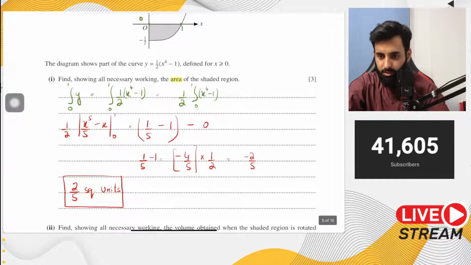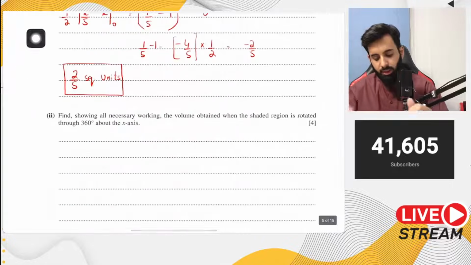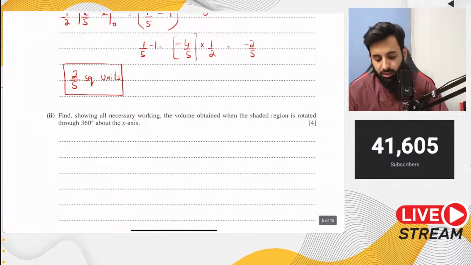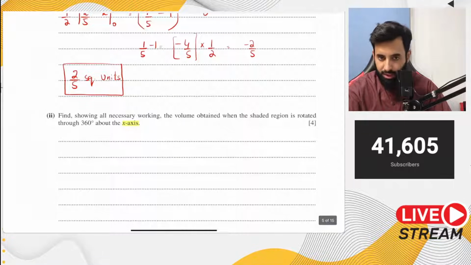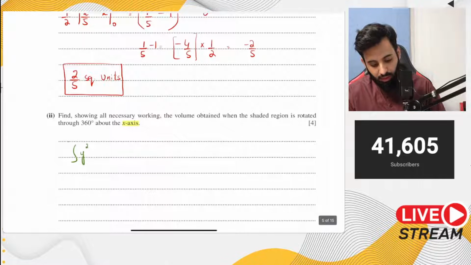Now, let's see what's next. Then it says, find, showing all necessary working, the volume obtained when the shaded region is rotated through 360 degrees about the x-axis. Okay, so first thing you should do is underline where exactly you're rotating it about. So we're rotating it about the x-axis, so I'm going to underline x-axis, okay? Now, as soon as you see x-axis, here's what you should write down. That means we're going to integrate y square within the limits a and b.